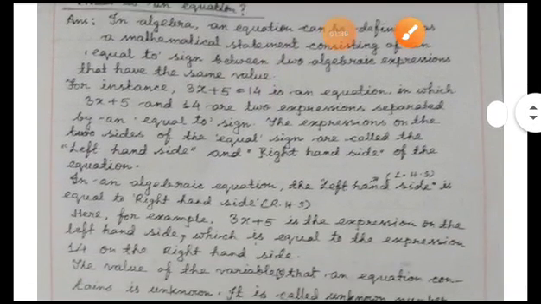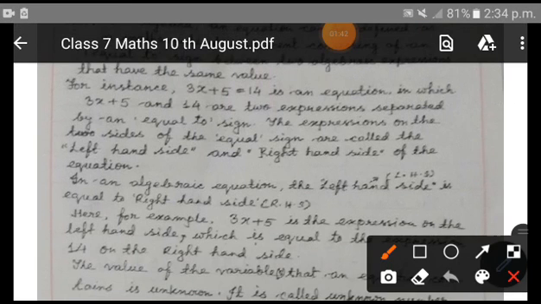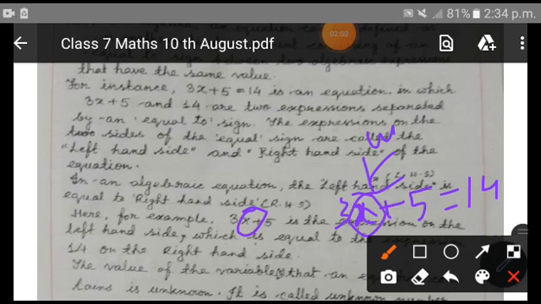Now here, what is the main motto of an equation? The main motto of an equation is to find the value of the unknown variable present in it. In the equation 3x + 5 = 14, the unknown variable present is x. Instead of x, if y or z or anything else had been present, that would also be termed an unknown variable, and we need to find the value of the unknown variable of the given equation.